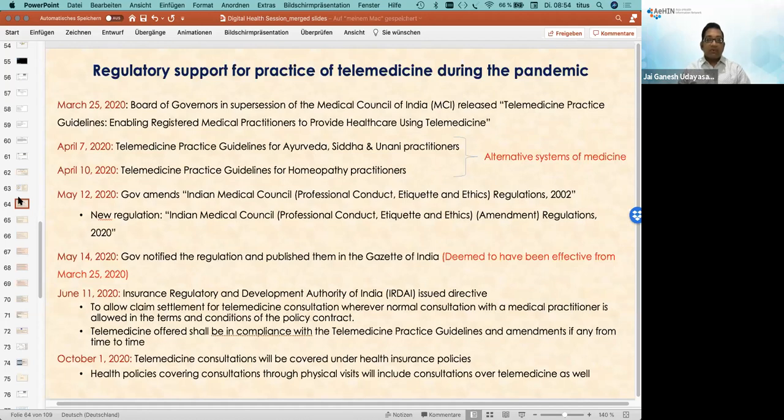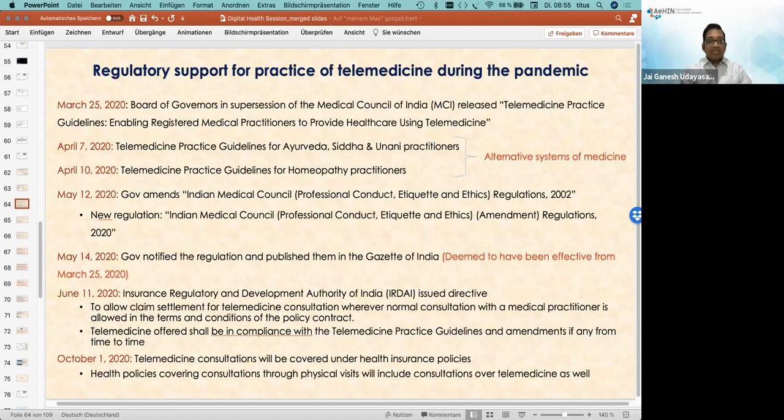Though this guideline was for the modern form of medicine, known as allopathy, even the alternative systems of medicine practiced in India, like Ayurveda, Siddha, Unani, and homeopathy, brought about their own practice guidelines within a fortnight. So that is the impact this particular regulation had. And then within a month, in the month of May, the law on the practice of medicine was amended, and it became a law which was notified in the Gazette of India.